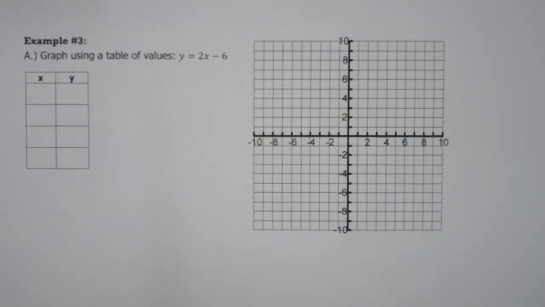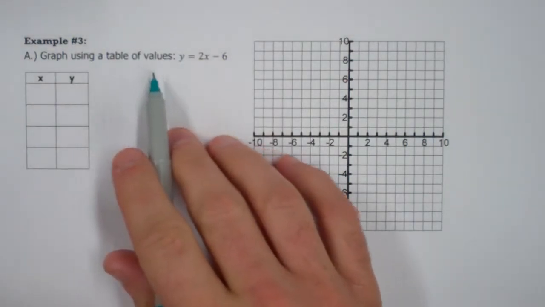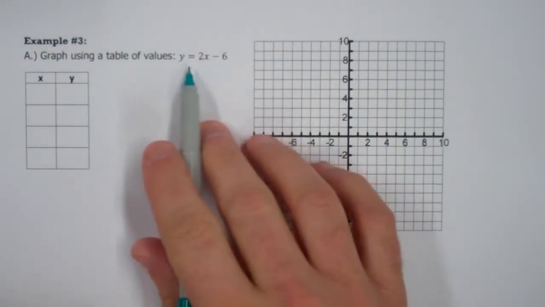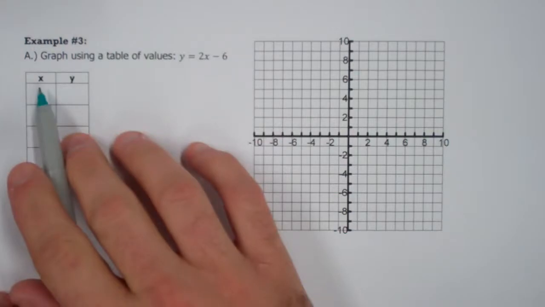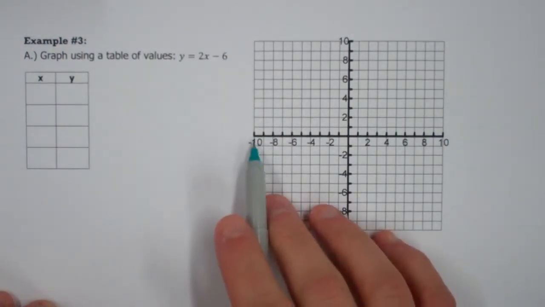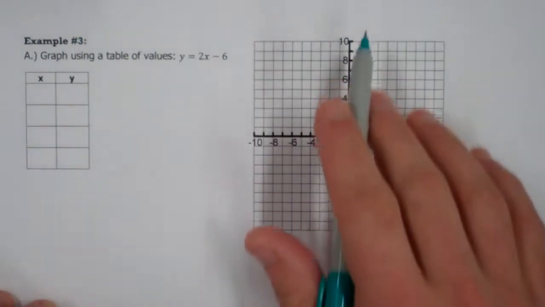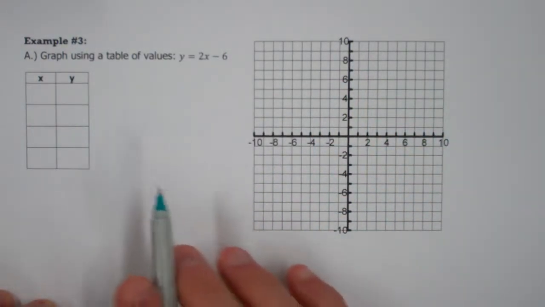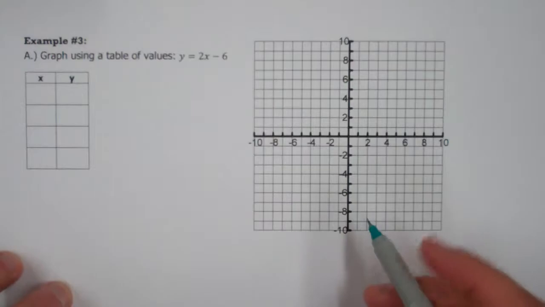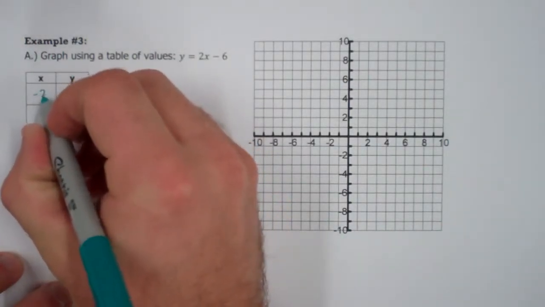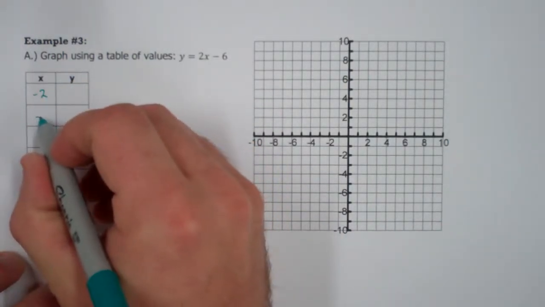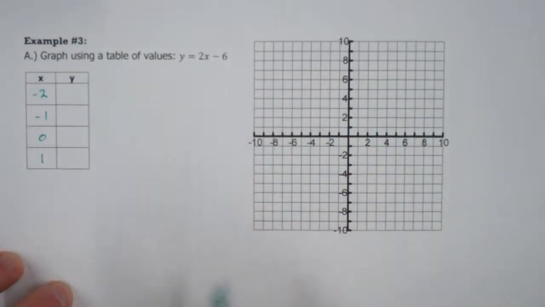In example 3, we have several lines that we need to graph. We're going to graph using a table of values. Here's our relationship, here's our equation. You get to choose the x values. You just need to pick some between -10 and 10. And if they produce a y value that's off the graph, then what you'll need to do is just pick a better x value. But I think we're going to go with -2, maybe -1, 0, and 1.